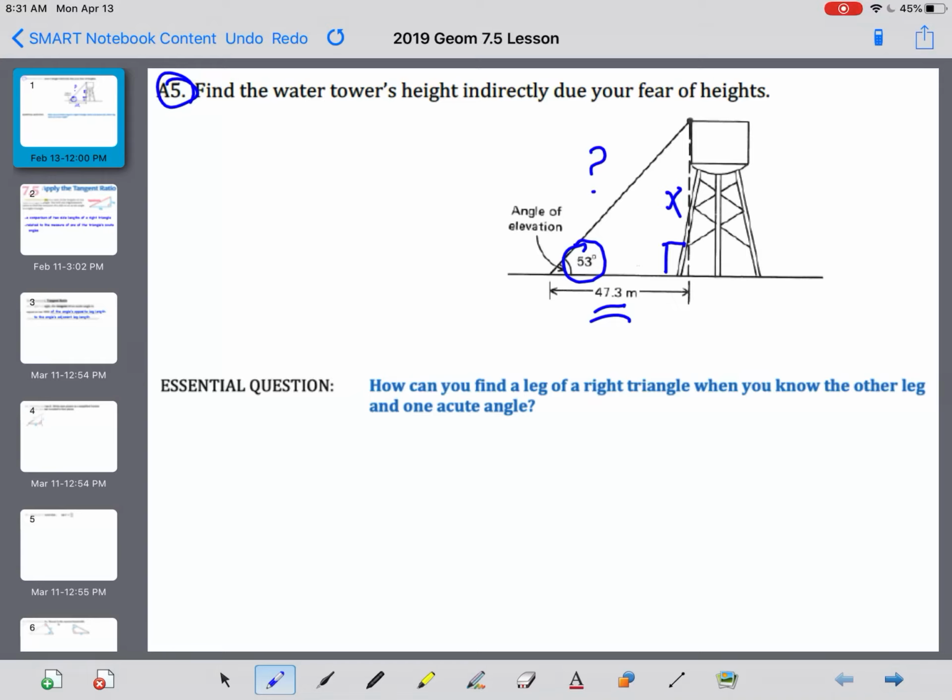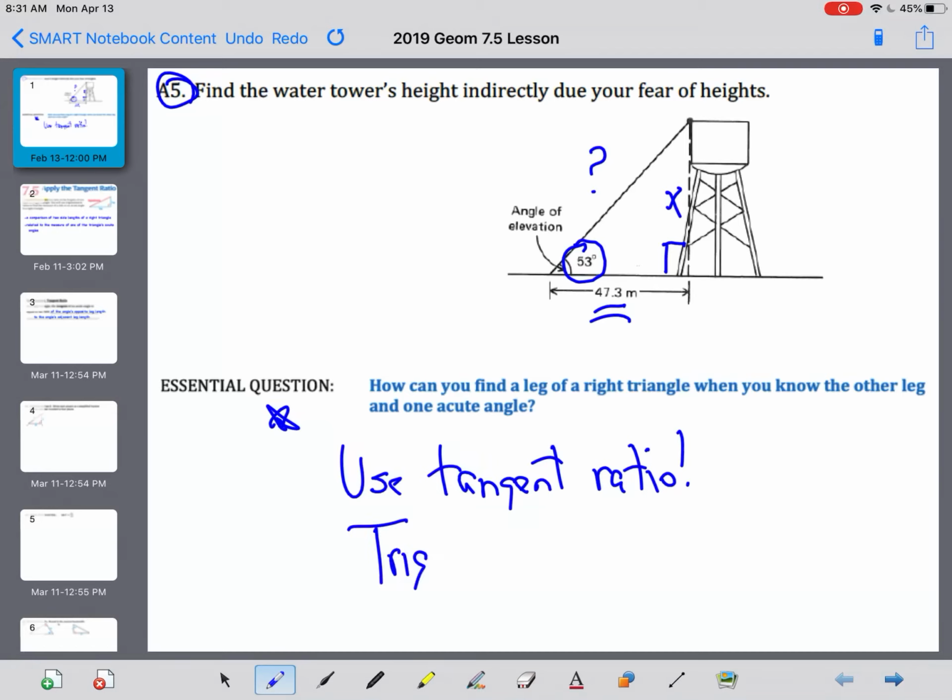but it's something new. So the essential question down here: how can you find a leg of a right triangle if you know the other leg and one acute angle? We are going to use something known as the tangent ratio. And again, tangent is one of our trigonometric, known as trig, functions.